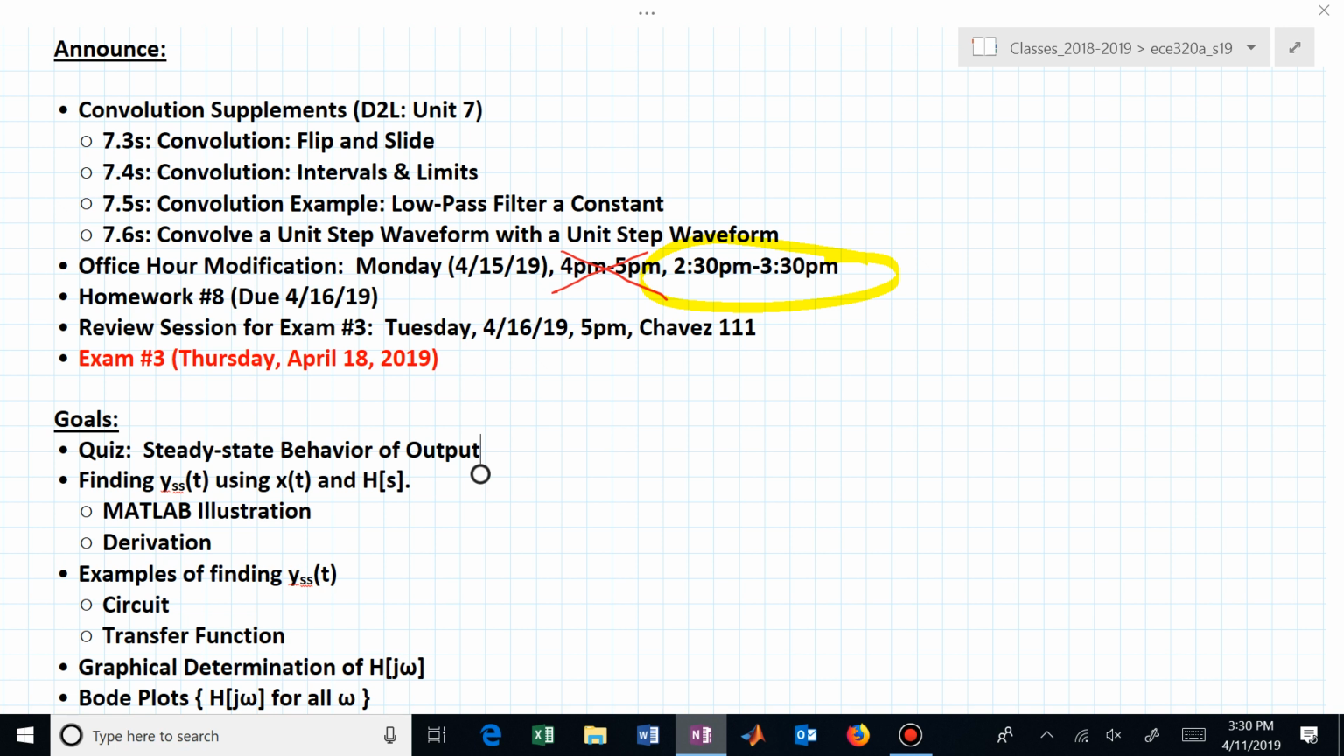Homework number 8 is due the following day on a Tuesday, and we will meet again, and we'll actually have a class and a review session on that Tuesday leading up to Thursday's exam.